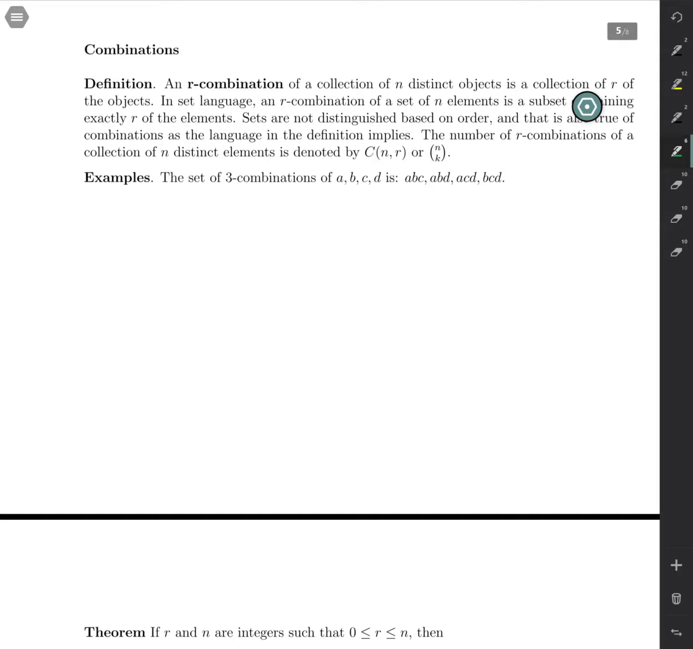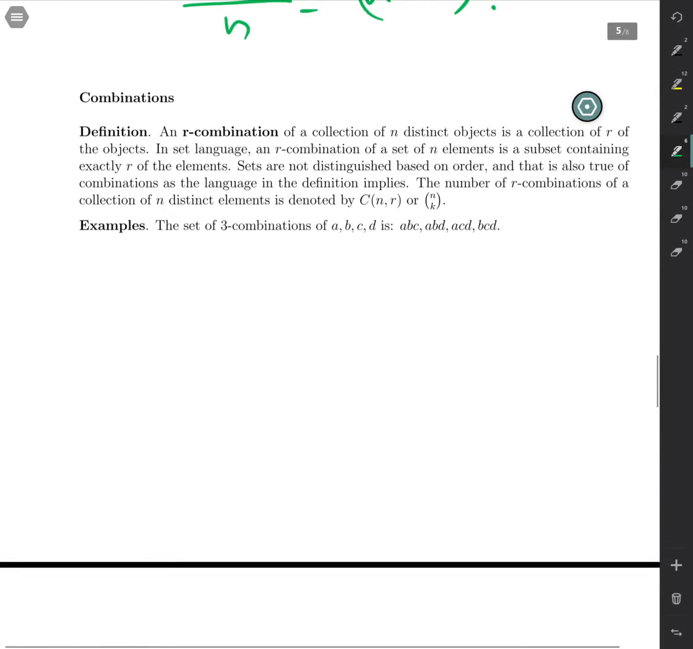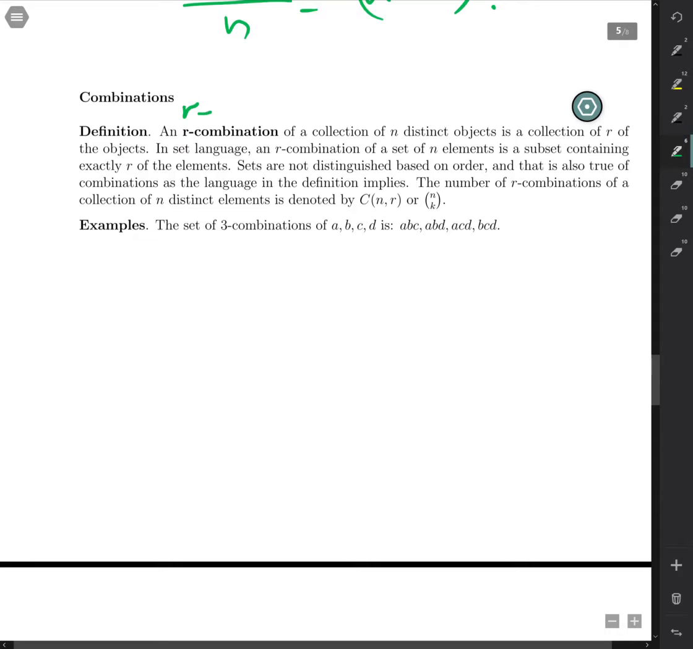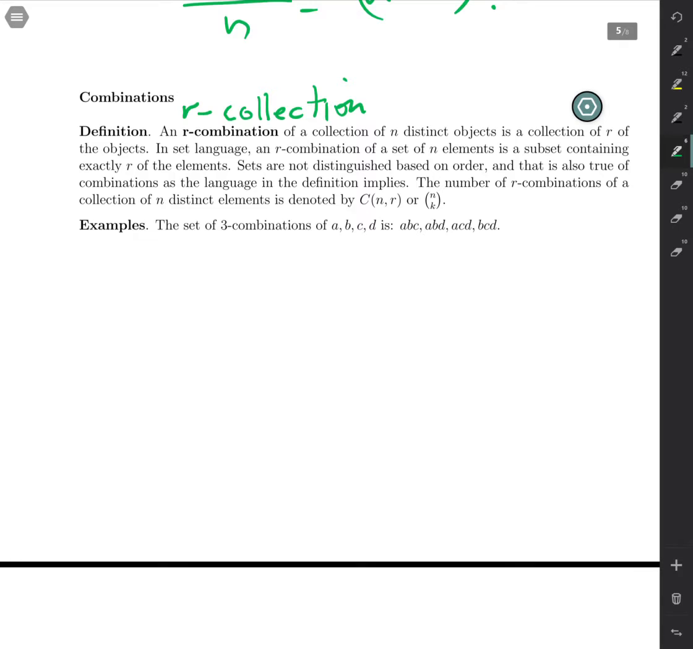Now we're going to talk about combinations, which are distinct or different from permutations in the area of ordering. An R combination could just as well be called an R collection. I'll go ahead and write it here, although we're not going to use that term, but they both start with C, so that might be helpful. Because an R combination is just a collection of R things chosen from N distinct objects.